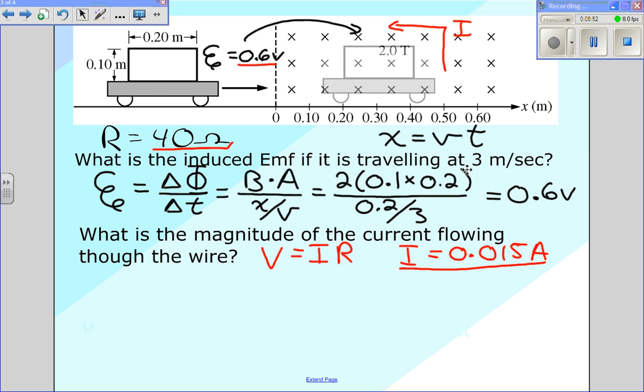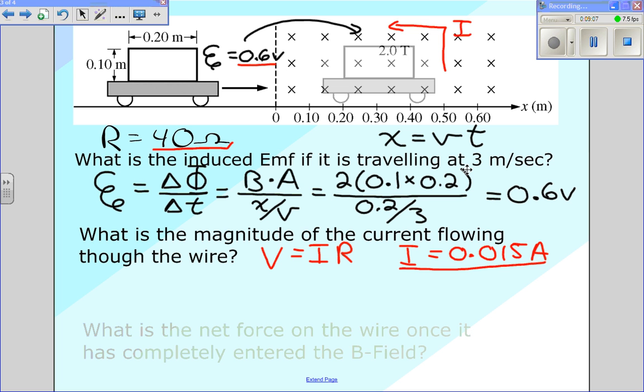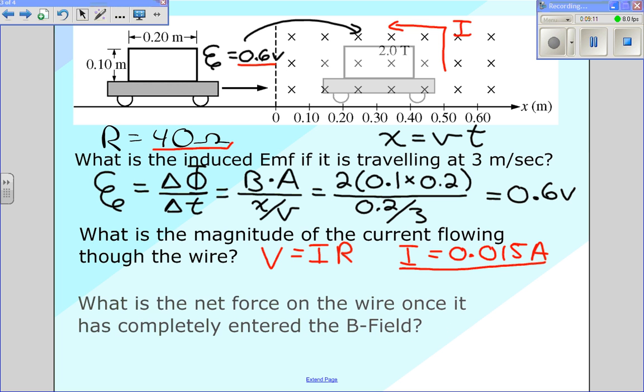So far, none of the calculations have been hard. The ideas using right-hand rules, the idea of flux, are where the complication lies in this problem. But if you have some basic understanding of flux, you should be able to get the correct answer. Now let's look at the last question using the equation that we just learned and the right-hand rule. What is the net force on the wire once it has completely entered the magnetic field?